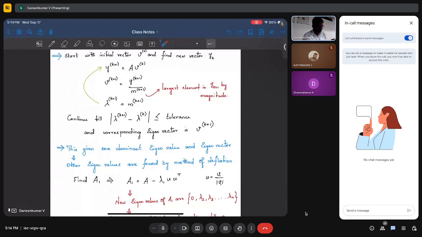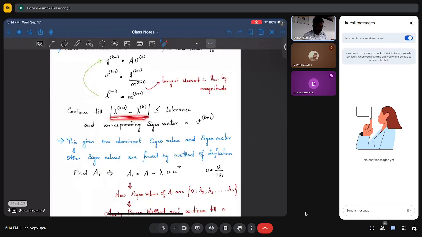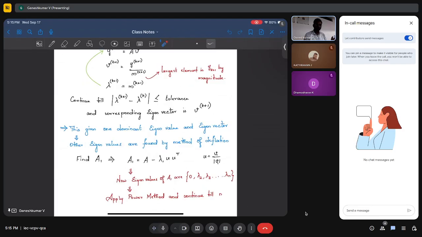So you continue again until you reach convergence. You continue until lambda of k plus 1 stops changing, where lambda is nothing but the largest element that you chose to divide by. That lambda is the eigenvalue, and your vector is nothing but your eigenvector. So if the eigenvalue does not change much, and the change is less than a tolerance value, you stop there, and that will be your eigenvalue and eigenvector. It's much simpler. You don't need to think a lot. You just need to choose a better initial guess. If you choose a wrong initial guess, or there's no such thing as right or wrong.